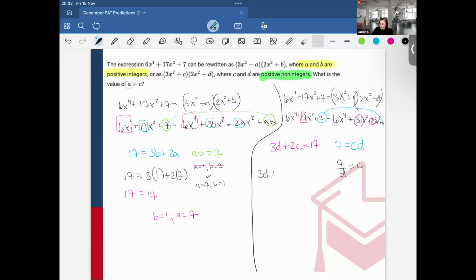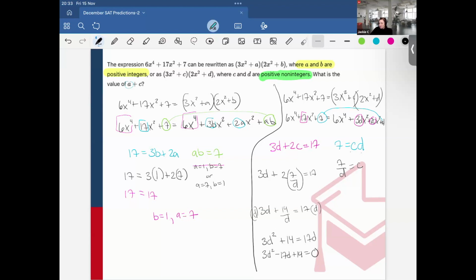So I have 3d plus 2 times 7 over d is equal to 17. And that would be 3d plus 14 over d is equal to 17. Now I will multiply each side by d to cancel out the d here. So I would have 3d squared plus 14 is equal to 17d. And you see I'm getting a nice quadratic equation. So 3d squared minus 17d plus 14 is equal to 0. And this is factorable, so I'm going to solve by factoring.